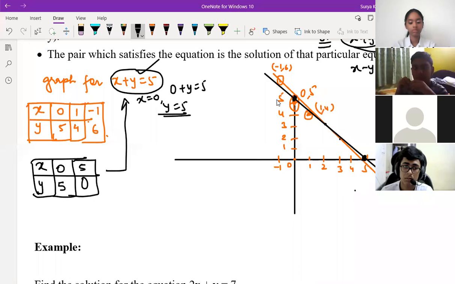Sir, instead of 0 and 5, we can take 6 and -1 also. In both, your wish, no problem. But why am I taking 0? Because you will get the point on the axis only, and axis matching is very easy. Understood, Nihal? Yes, sir. The axis thing will be very easy to draw the line.